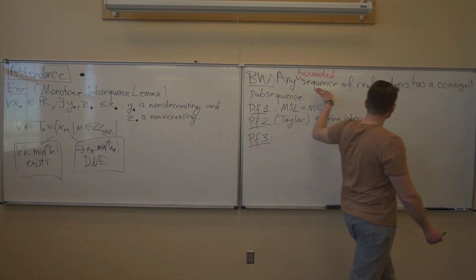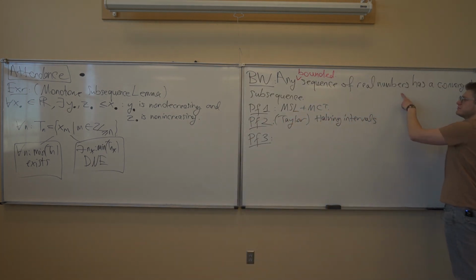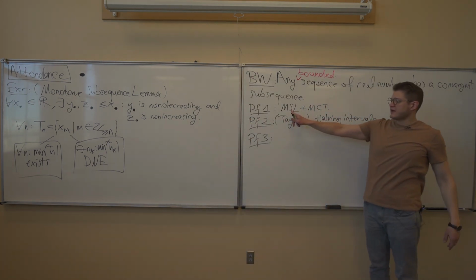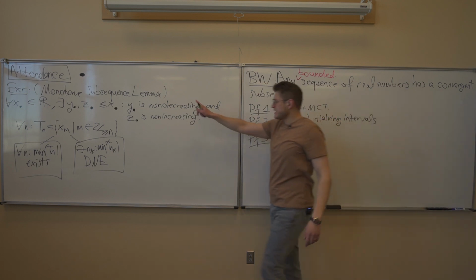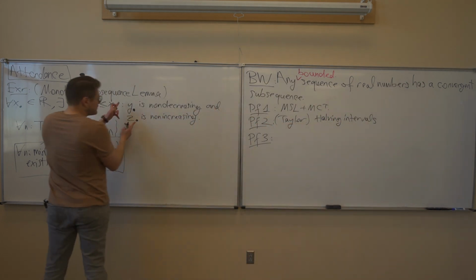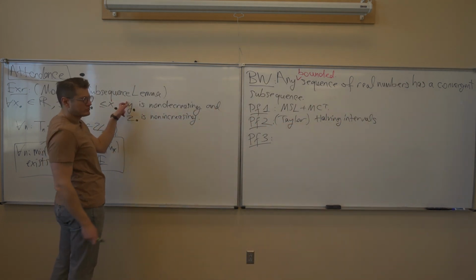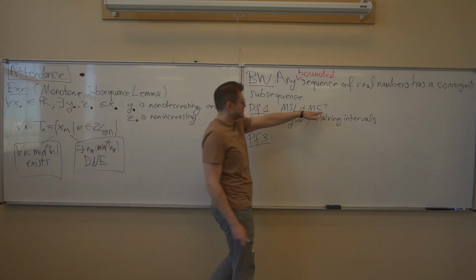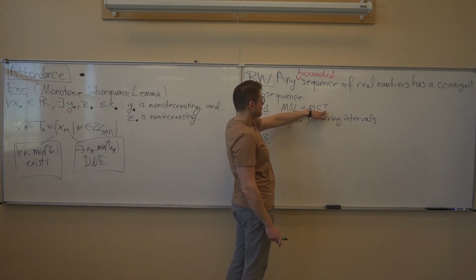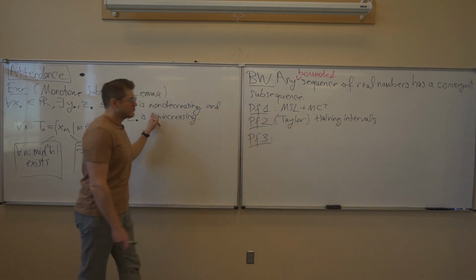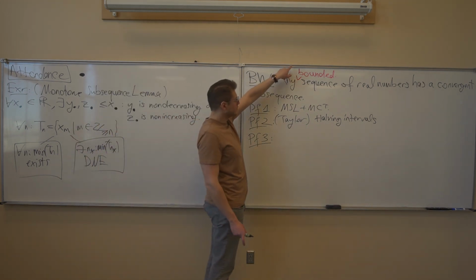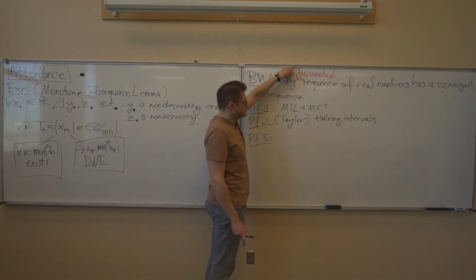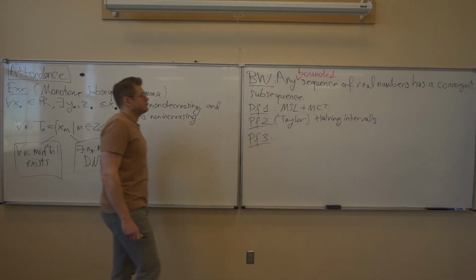So let's just say this. If I have a bounded sequence of real numbers, applying the monotone subsequence lemma, I know that it has a monotone subsequence. But then the monotone convergence theorem says that any monotone and bounded sequence is convergent. So that's proof 1.